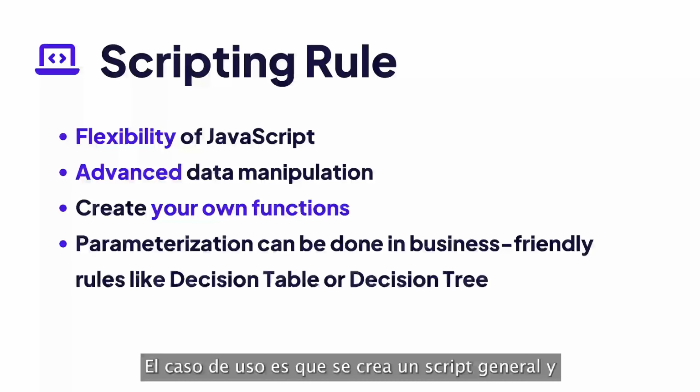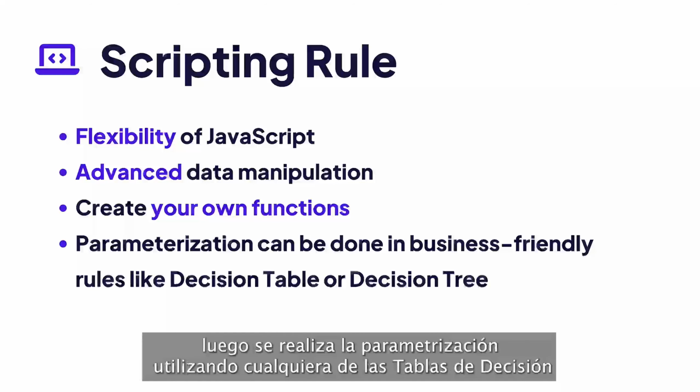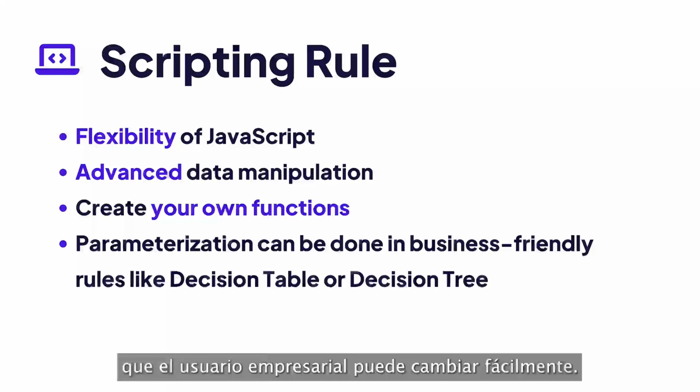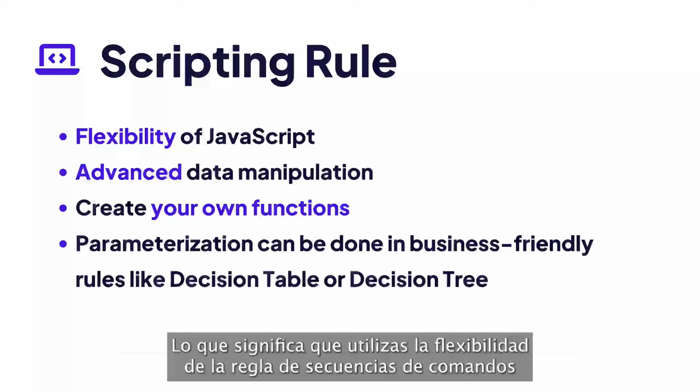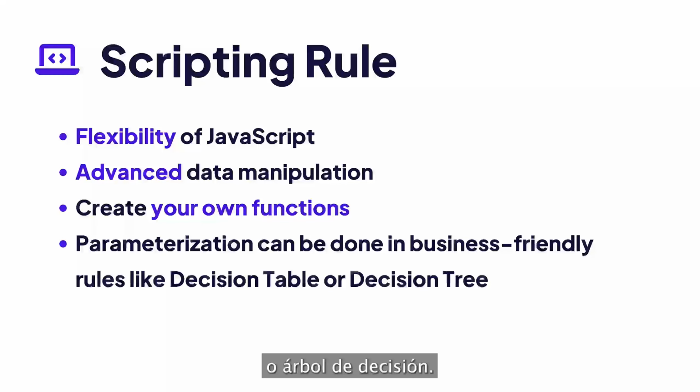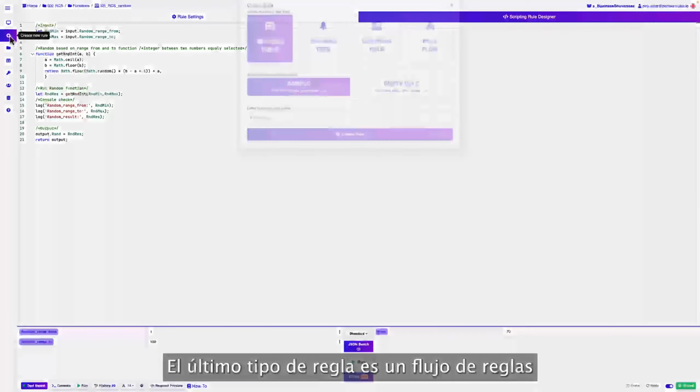The use case is following: that a general script is created and then the parameterization is done using either decision table or decision tree, which can be easily changed by the business user. Meaning that you are using the flexibility of the scripting rule, but through the friendly user interface of the decision table or decision tree. The last rule type is a rule flow.